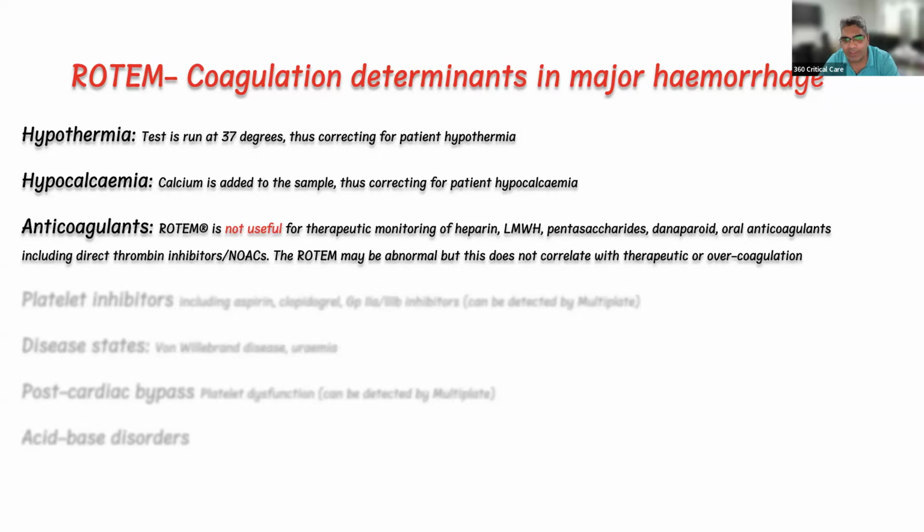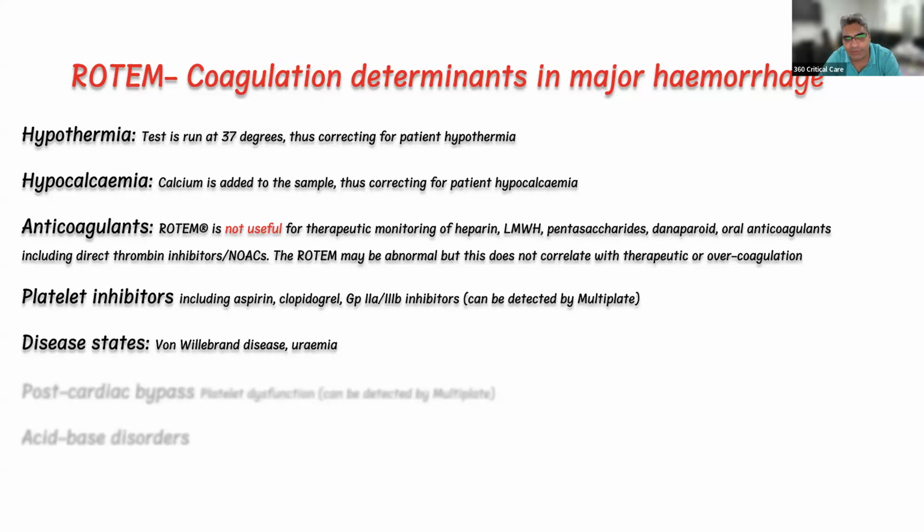It is not useful for monitoring of therapeutic efficacy of anticoagulants such as heparin, low molecular weight heparin, pentasaccharides, danaparoid, or anticoagulants which are direct thrombin inhibitors or the NOACs. It is not useful because it is not a quantitative value saying that the patient is more coagulopathic or less coagulopathic if they are on anticoagulants. If the patient is on a platelet inhibitor, it will not tell you with ROTEM. So ROTEM is useless if the patient has ongoing platelet inhibitors such as clopidogrel, aspirin, or a GP2B3A inhibitor.